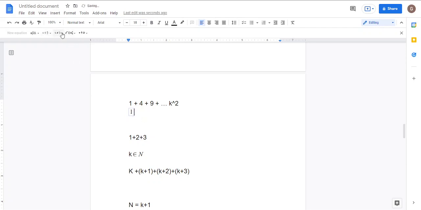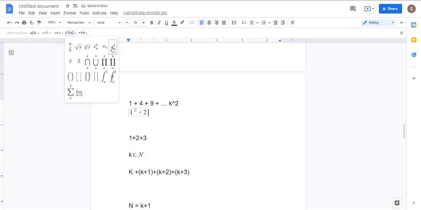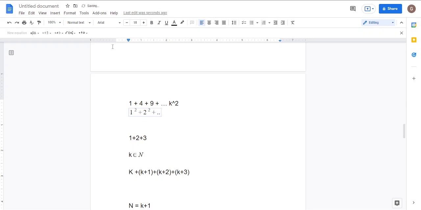That's the same thing as 1 squared plus the next term, which should be 2 squared, and on and on and on until we get to k. That's the stop point. That is our ending point there. So you say k squared.